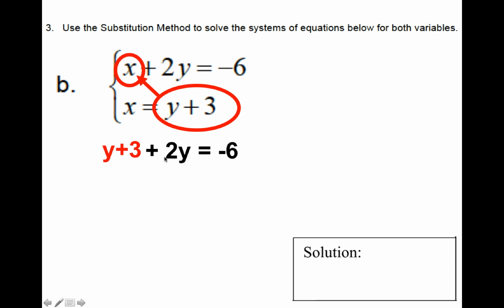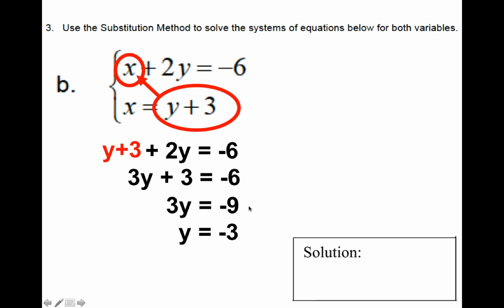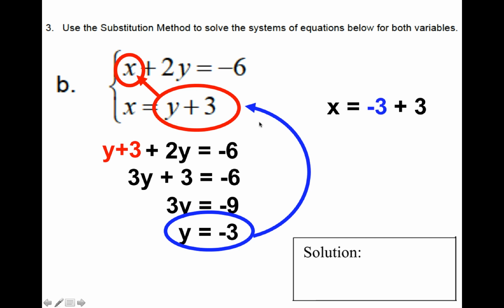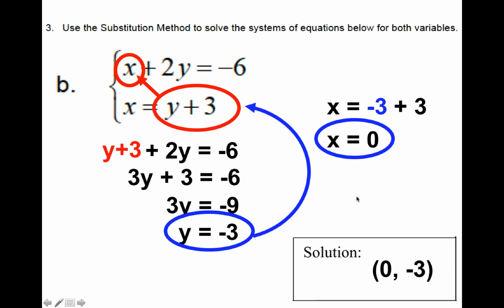We can combine y plus 2y to make 3y plus 3 equals negative 6. Subtract the 3, so negative 6 minus 3 is negative 9. And divide both sides by 3, you get y equals negative 3. Once you have that letter, you can plug it back into the circle to find x. So x equals y, which is negative 3, plus 3, which is 0. You always write your answer as x comma y, so it's 0 comma negative 3.